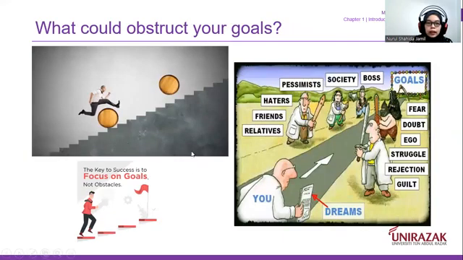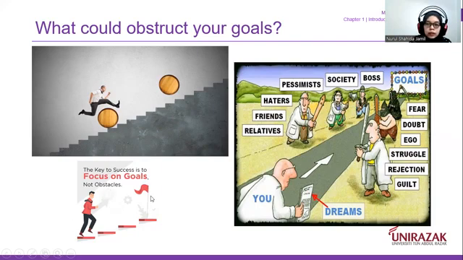Okay, and after that, what could obstruct your goals? Okay, you look at the picture. In this picture, the obstacle of the man is a few rocks. He tried to jump the strings, to jump when every rock hit him. He tried to jump. Okay, how about you? How do you overcome your challenge? Okay. So the key to success is to focus on goals, not obstacles.